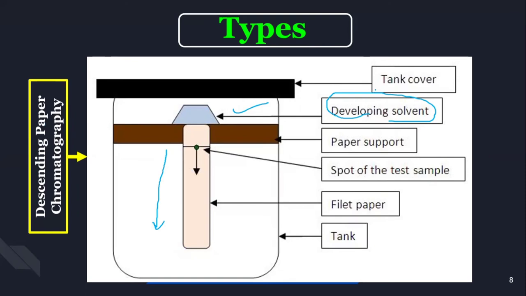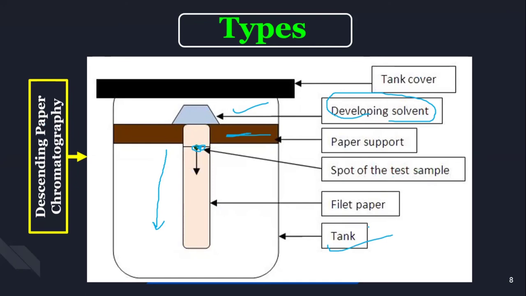This is the tank cover, this is the paper support, then this is the spot of the test sample which you want to separate out, this is the filter paper which we use, and this is the chromatographic tank, meaning the chromatographic chamber. This is all about how you separate out the components using descending paper chromatography.